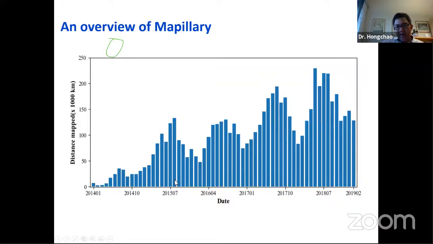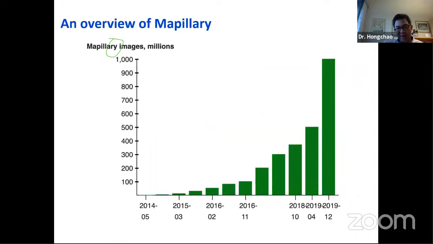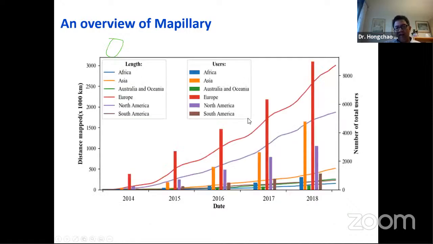Here is the Mapillary data in a year. I don't want to say a lot. The increase of the data in recent years is actually a lot of contribution. Here you can see the number of users in a continent in comparison to the amount of contribution in a continent.